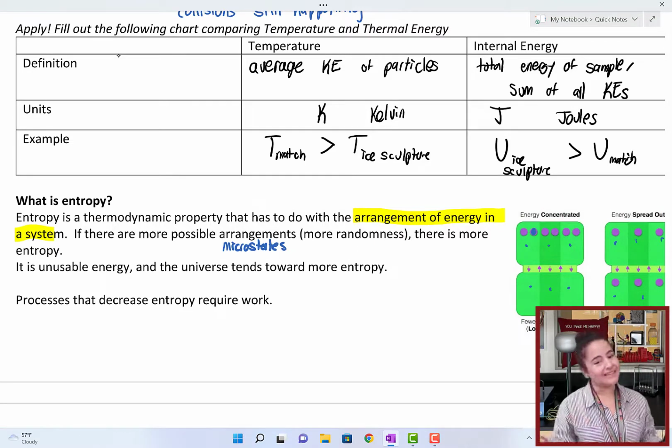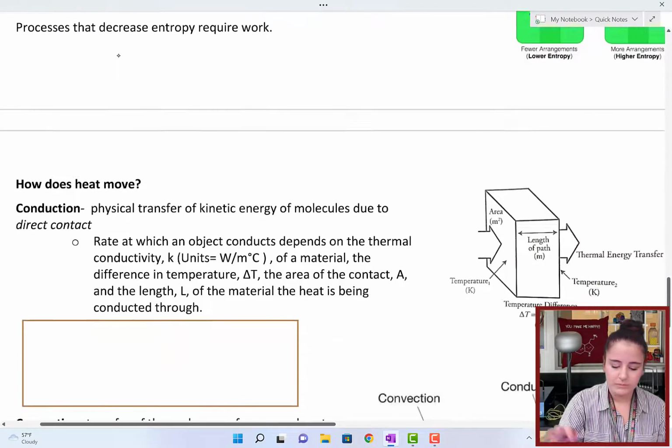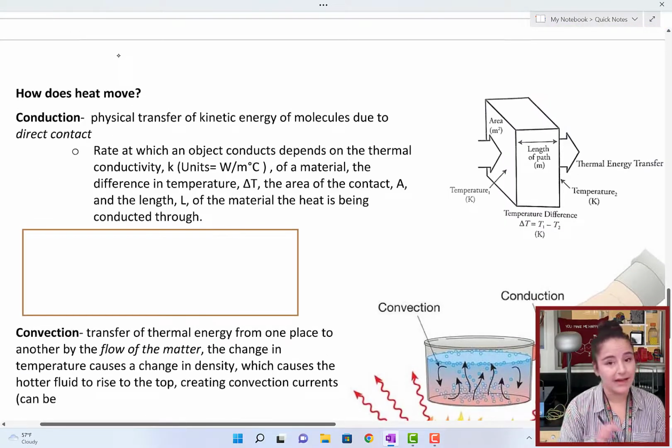And the universe tends toward higher entropy. The nature of things is that energy gets dispersed and spread out. Okay? Hot coffee cools and releases its energy to the environment that used to be contained just in it. Processes that decrease entropy, that make things more ordered, are always going to require that we do work. We have to do something to make it more ordered. It won't just naturally happen that way. But heat does naturally move. And how does it move?